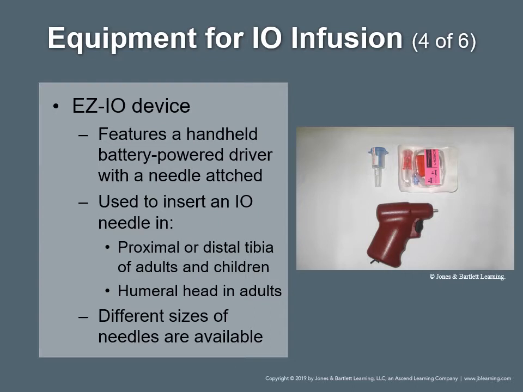Easy IO features a handheld battery-powered driver to which a special IO needle is attached. This is used to insert an IO needle into the proximal or distal tibia of adults and children and the humeral head in adults. The battery-powered driver of the Easy IO is universal. Different sizes of needles are available depending on the patient. Table 13.3 lists Easy IO needle sizes and determination criteria. When sizing the needle, you should ensure at least one hash mark, 5 millimeters, can be seen after insertion.